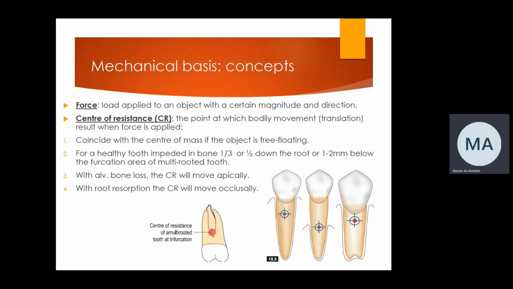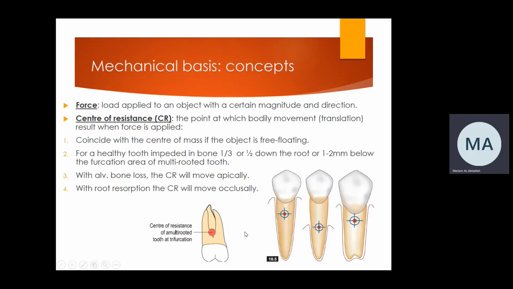If we have healthy periodontium, healthy alveolar bone level, healthy and normal root length, then usually the center of resistance is halfway down the root. If we're talking about a multi-rooted tooth, then usually it's about 1 to 2 millimeters below the bifurcation area, the furcation area.